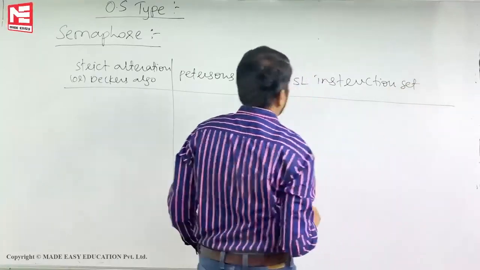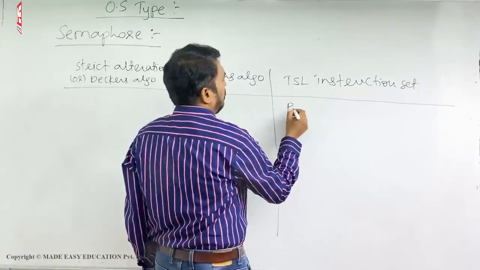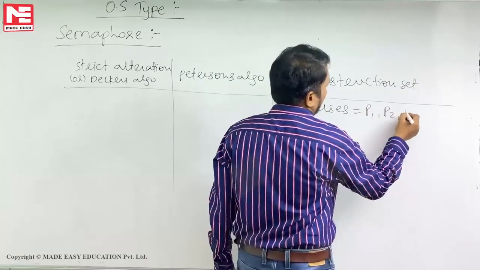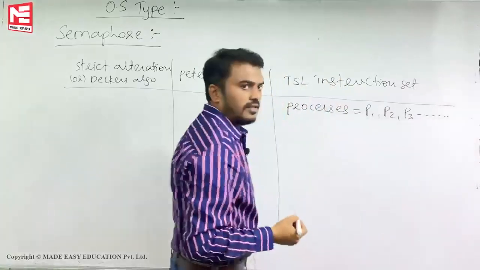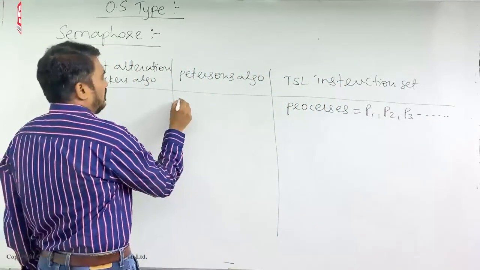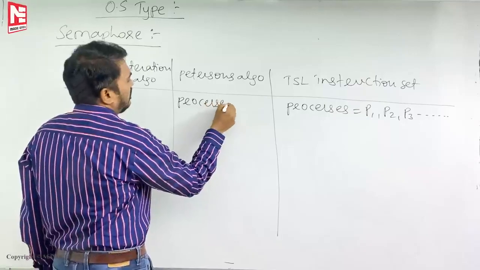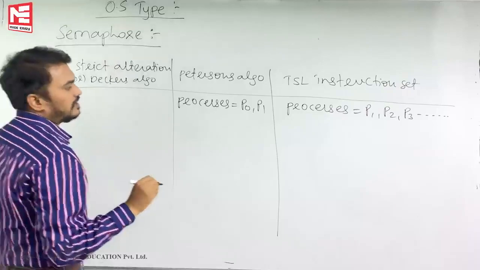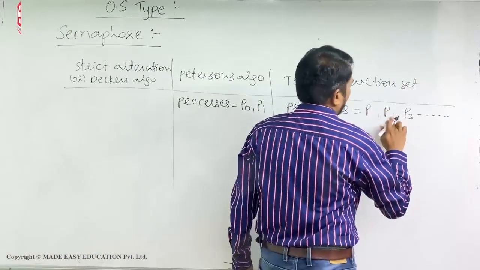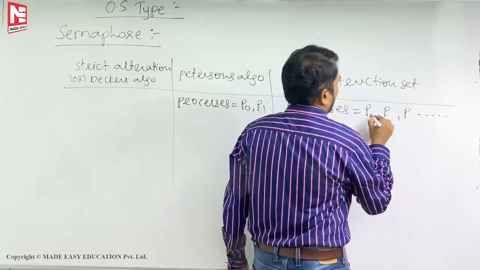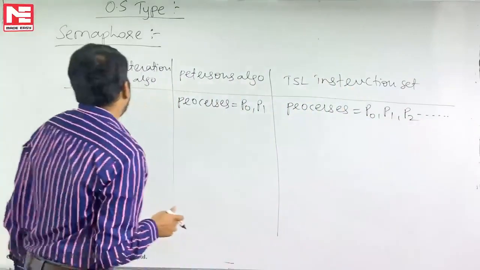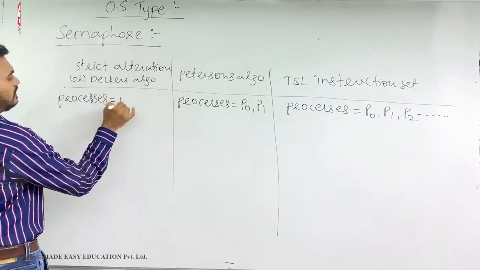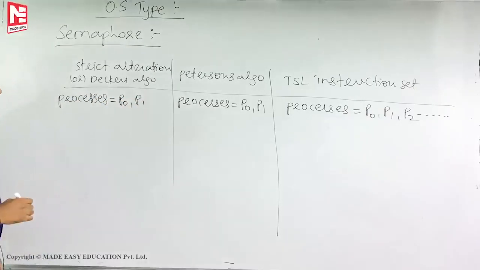In the TSL, how many processes are there? Processes P1, P2, P3, up to Pn. Any number of processes are there. In the Peterson, how many processes are there? Only two processes, P0, P1. And in the strict alteration, how many processes are there? Same here also, only two processes, P0, P1.